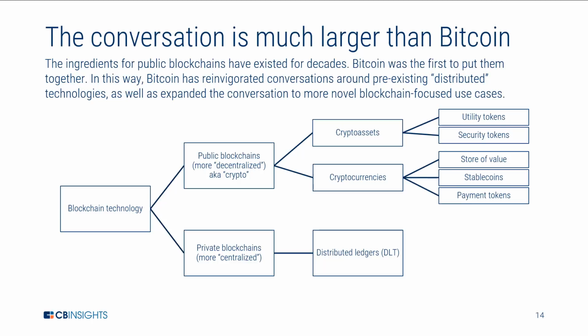And let's frame this another way. So all the way on the left here, we have blockchain technology as the starting point of this conversation. And then you have public blockchains on the top, which leads to things like cryptocurrencies, and then crypto assets, tokens, and ICOs. Then on the bottom, you have private blockchains, otherwise known as distributed ledger technology. So you can see that when corporates and startups talk about blockchain technology, they're not always talking about the same thing.